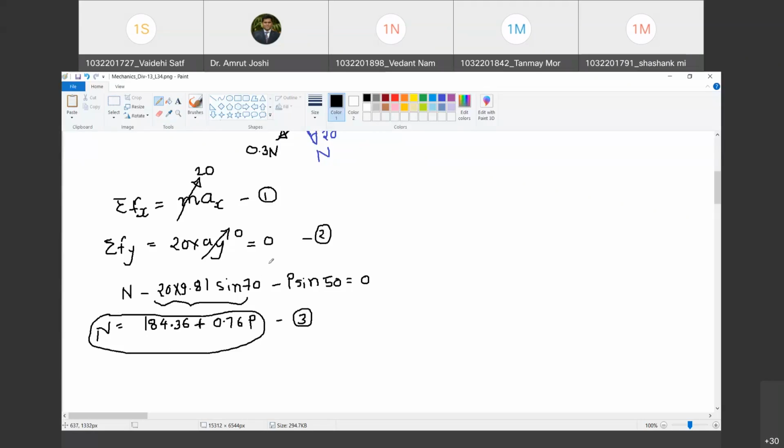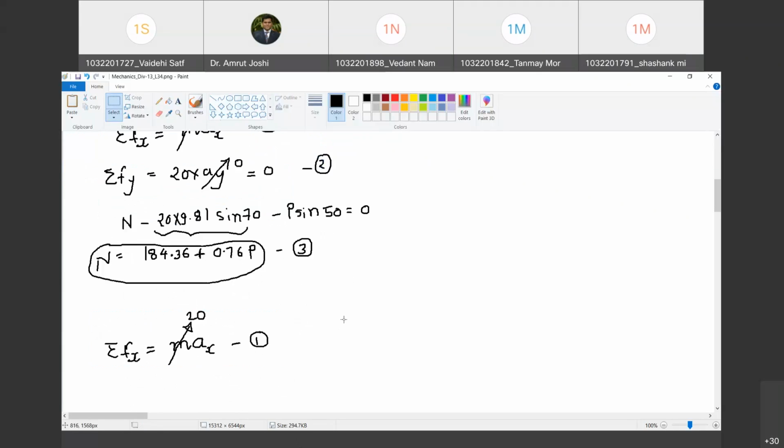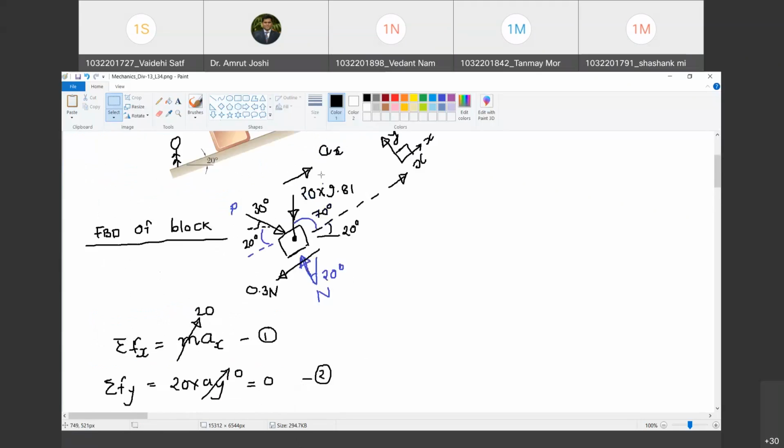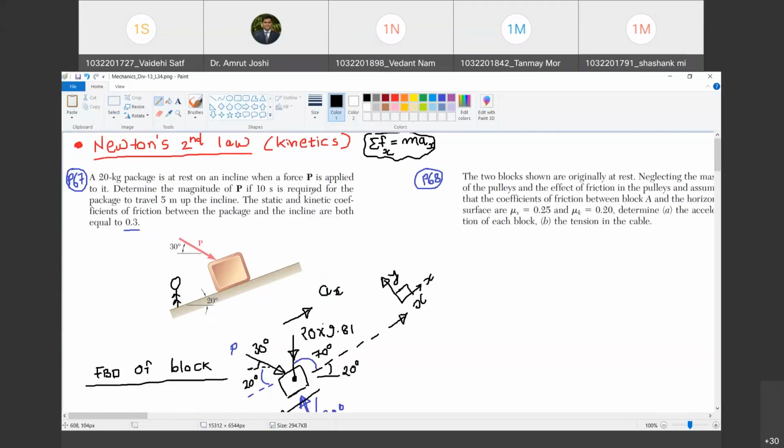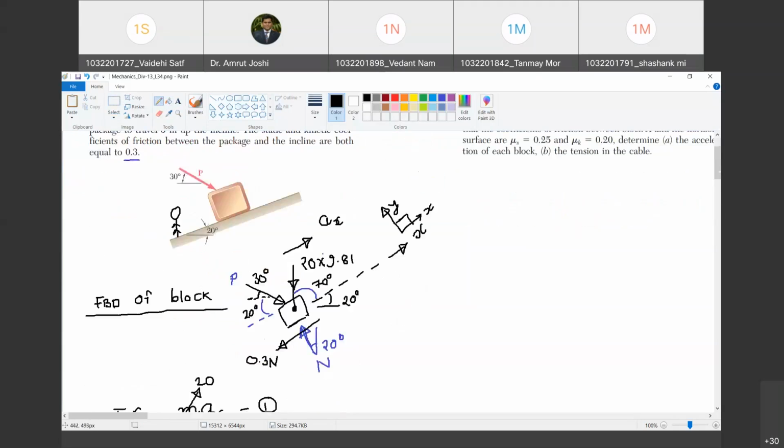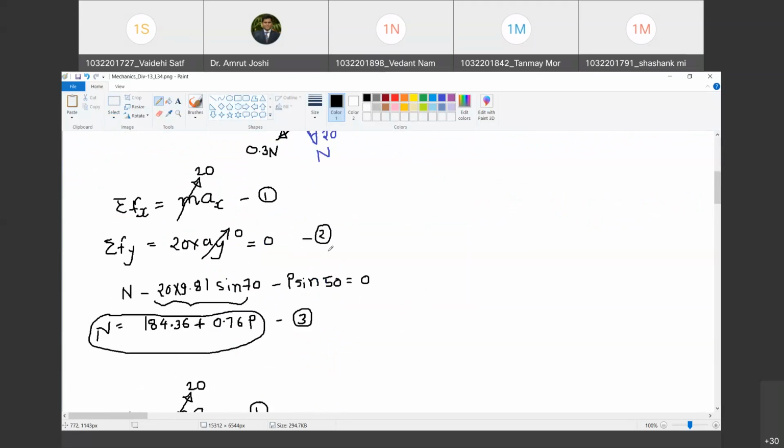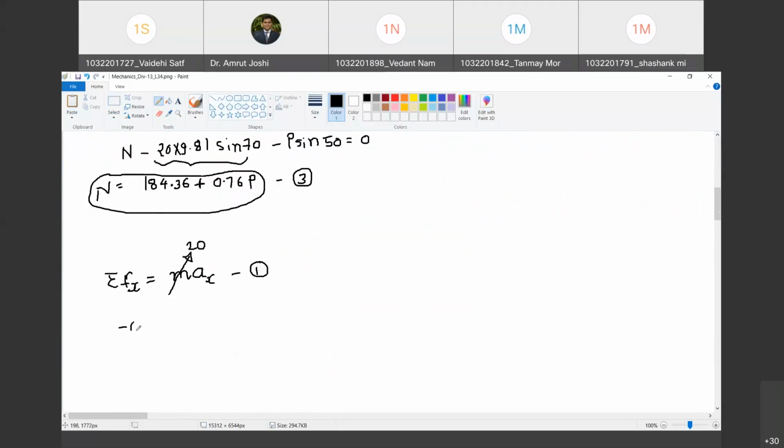Now, let us apply summation Fx equal to 0. Summation Fx is equal to, let us apply this equation now. So how do I write summation Fx? Tell me. 0.3 times n, but it is in negative x direction. So I'm going to write it as minus 0.3. And n, I'm going to replace it by this. Do you agree with me?